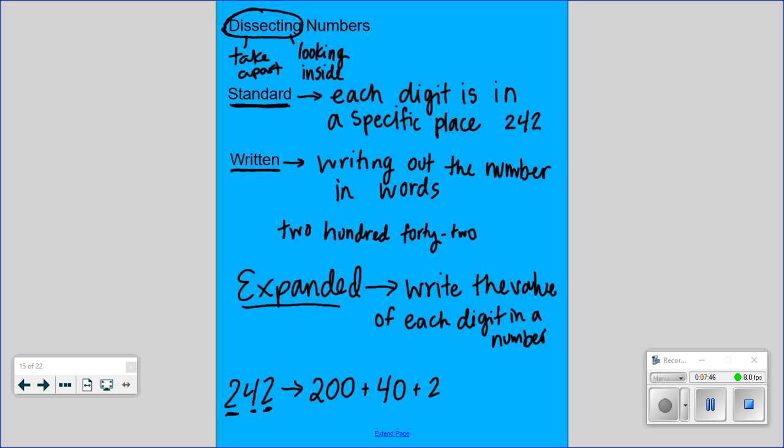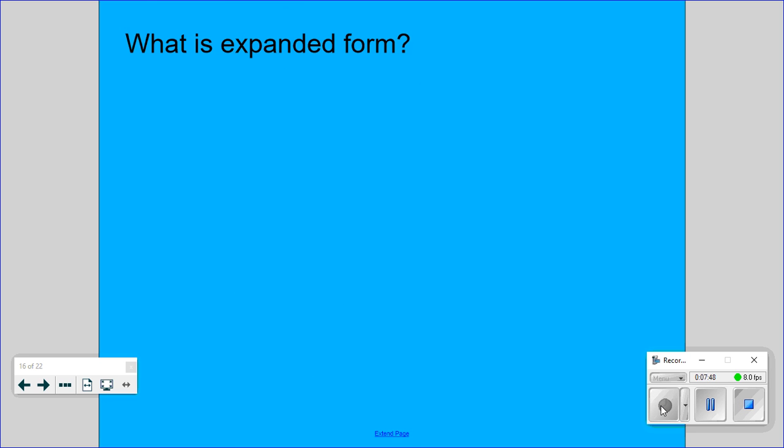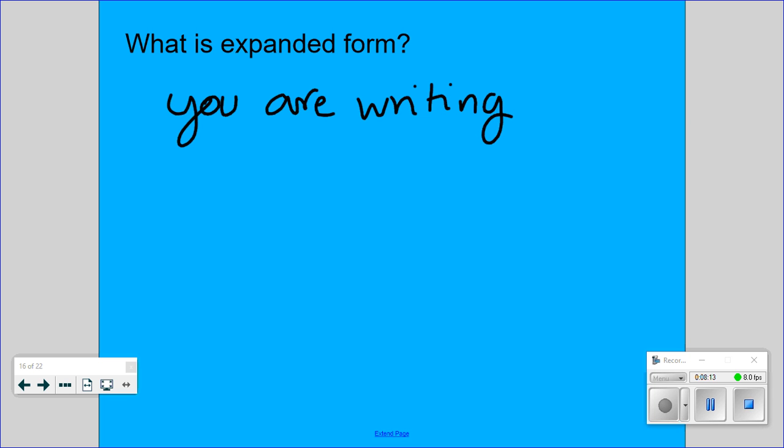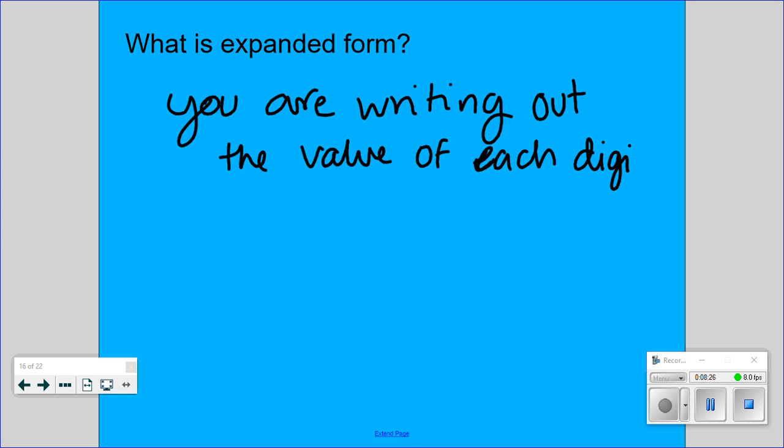So tell me again, what is expanded form? You just wrote it down. Actually, better yet, tell someone at your table, what is expanded form? You already have this written down, you don't need to write it down again. It's the value of each digit.